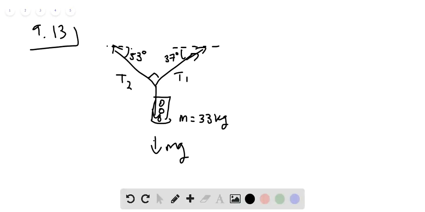Chapter 9, Problem 13. Find the tension in the two wires supporting the traffic light shown in figure 9-53.